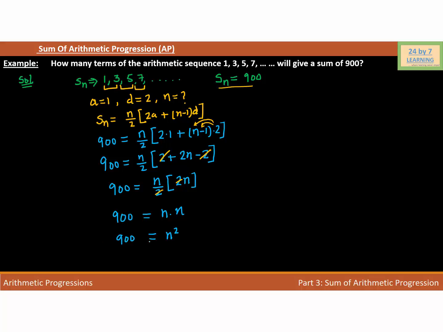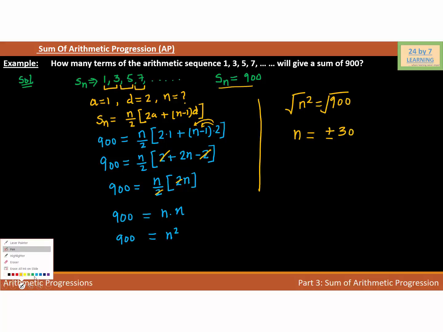Now, in order to solve this expression, I need to take the square root on both sides. So I will write n squared is equal to 900, and then I will take the square root on both sides. n squared will give me n, and the square root of 900 is plus or minus 30.